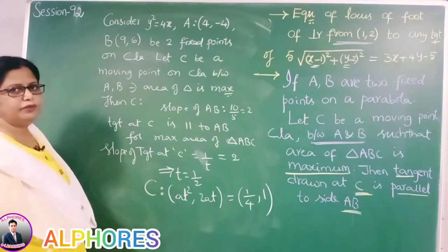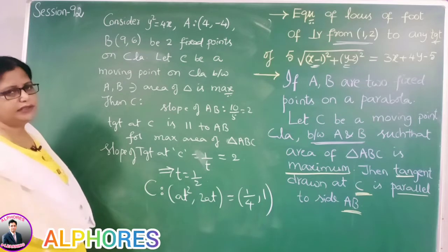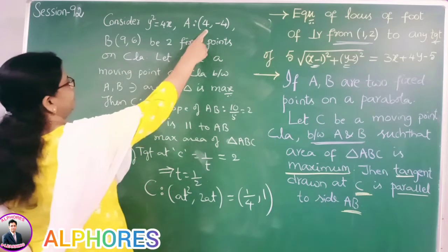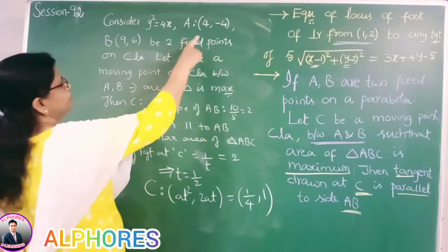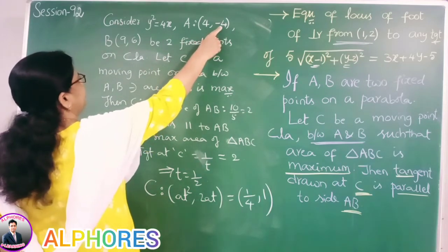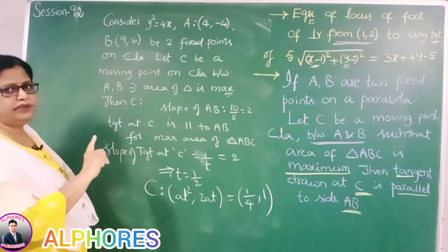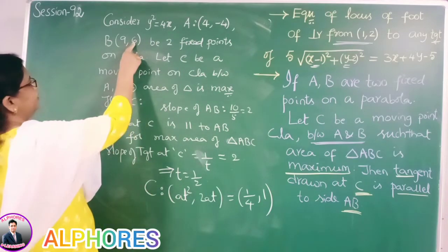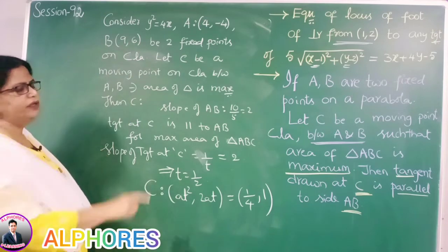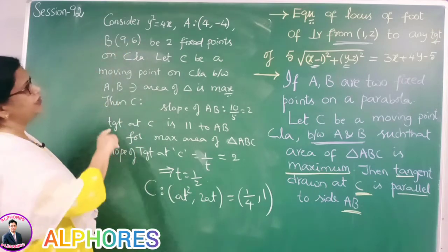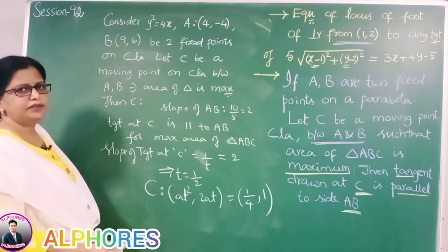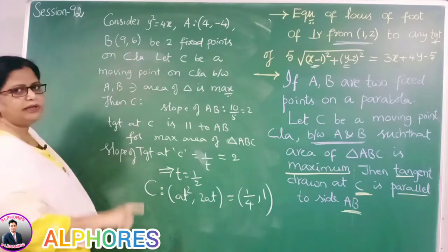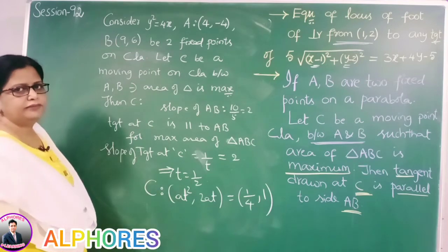Now in the same problem, students, they may ask about the maximum area also. Maximum area means you can take a square by 4 mod t1 minus t2 whole cube. So what is t1 here? 2a t1 is minus 4, therefore t1 is minus 2. And again 2a t2 is 6, therefore you can write the t2 value. Then you substitute in the formula a square by 4 into mod t1 minus t2 whole cube. You can obtain the maximum area also.